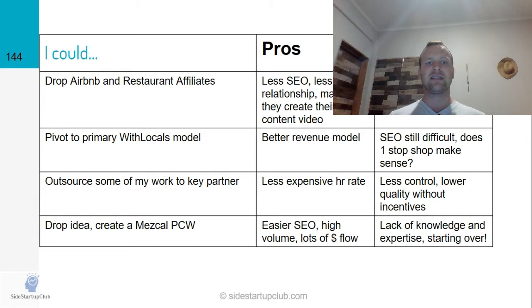So, of these options, what if hypothetically I take the best of each option and try to minimize the downside of each option?